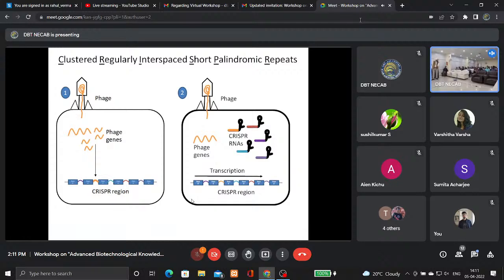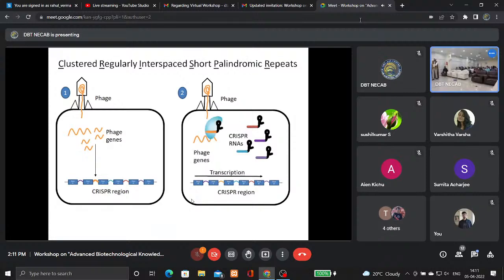So the next time the same bacteriophage, number one, attacks a second time, the bacterium already has the CRISPR RNA, and it will bind to that particular bacteriophage DNA and degrade it. So this is a kind of immune system the bacteria have.